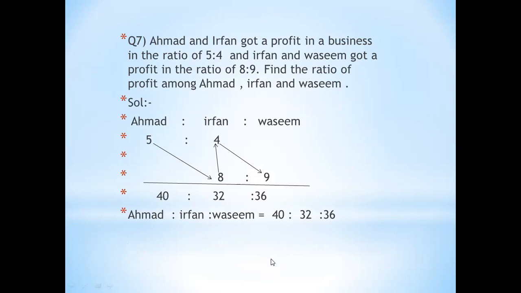All these are divisible by 4. So divide by 4: 4 10s are 40, 4 8s are 32, 4 9s are 36. So Ahmad, Irfan and Wasim's profit ratio will be 10 ratio 8 ratio 9. So this is the ratio of their profit. This is question number 7.